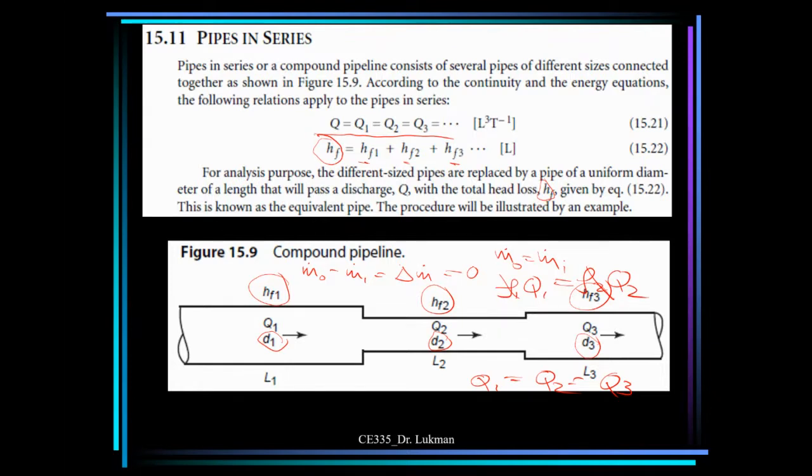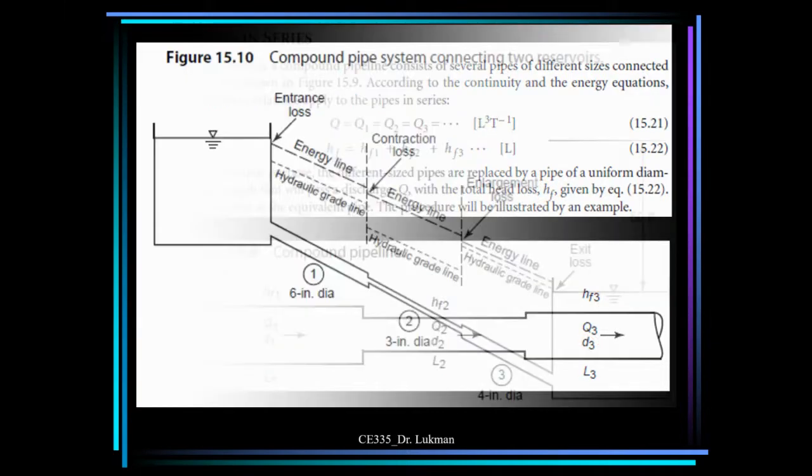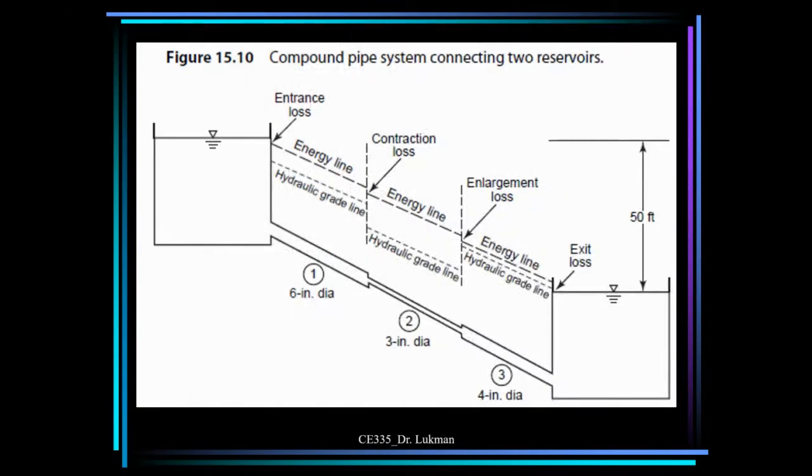What about if they are to be in parallel? What is going to change? For a compound pipe system connecting two reservoirs, you can have, like, a 6-inch diameter here, 3-inch here, and 4-inch here. With the energy, there will be an entrance loss here. The energy grade line, the energy line, goes down at the entrance, as you can see, because of the entrance loss. So this accounts for the entrance loss.